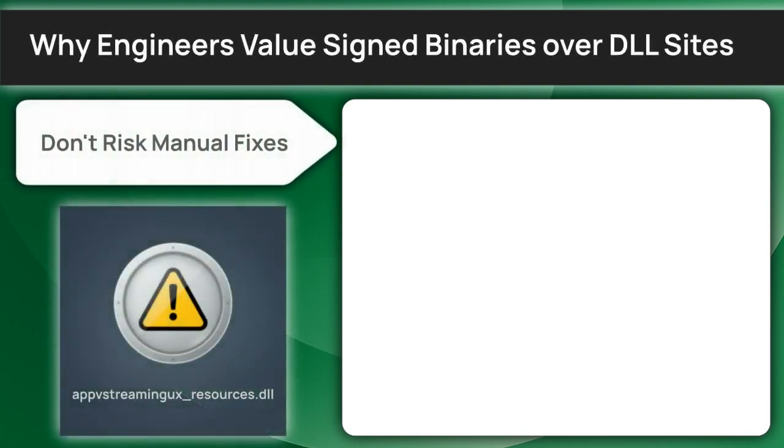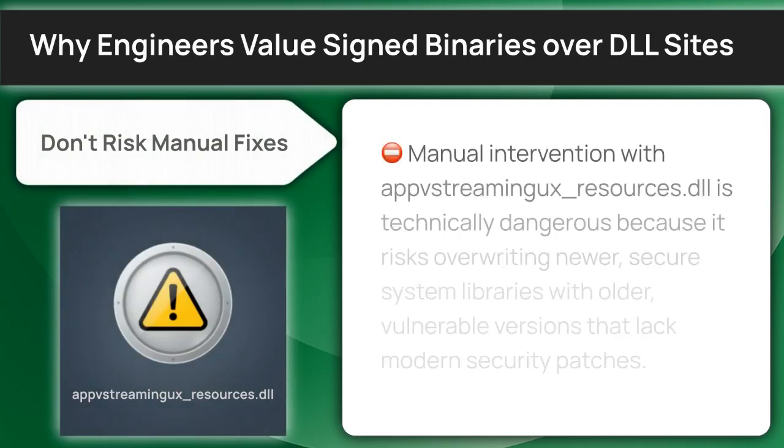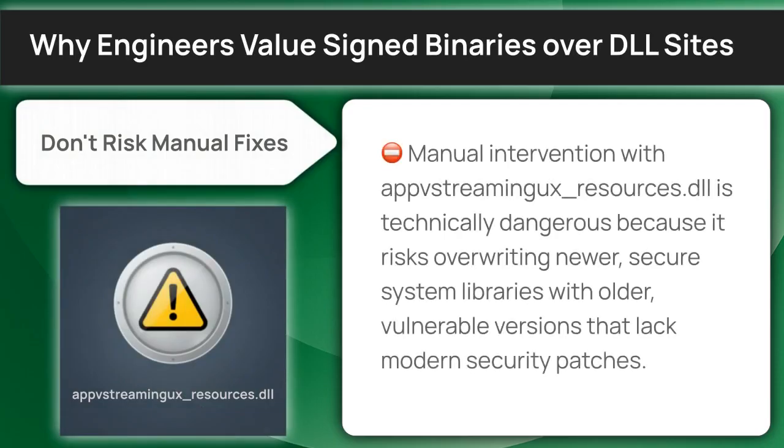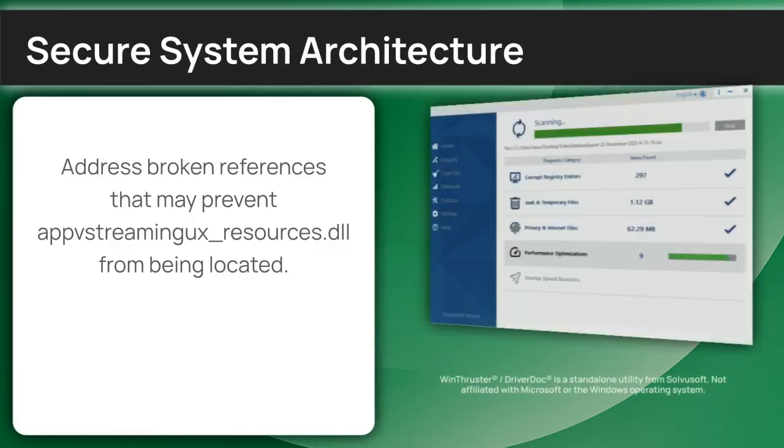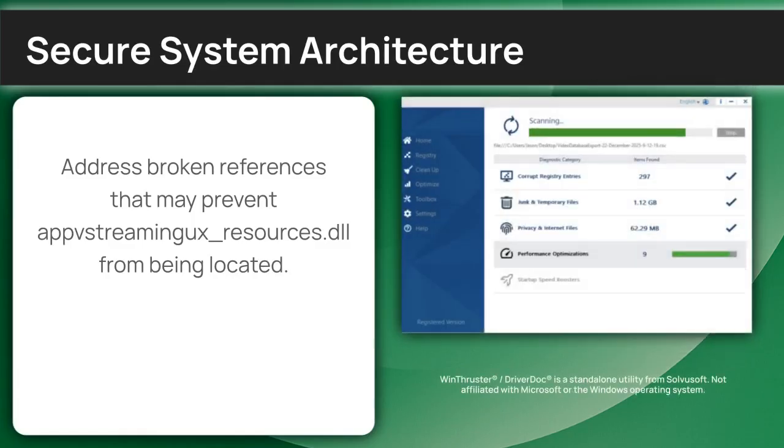I want to share a quick best practice that will help you avoid security complications in the future. Warning: many online repositories provide versions of the Application Virtualization Streaming User Experience Resources DLL that are either corrupted or intentionally malicious. Trusting these sources puts your privacy at risk and often fails to solve the original error. To reduce technical overhead while maintaining high security, here is a professional method for managing system-level file health.